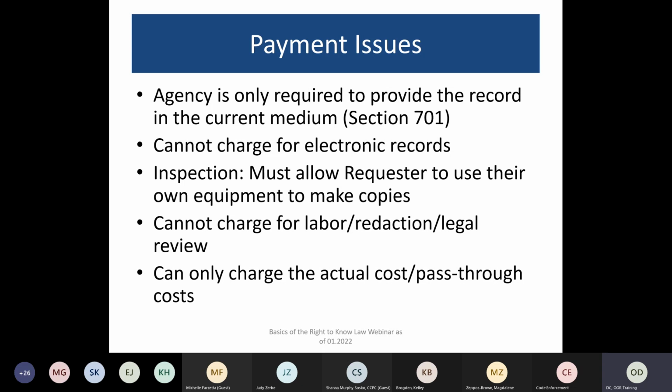Okay, the agency cannot charge for labor. Okay, you cannot charge for like a redaction fee in case you have to black something out, and you cannot charge for legal review.